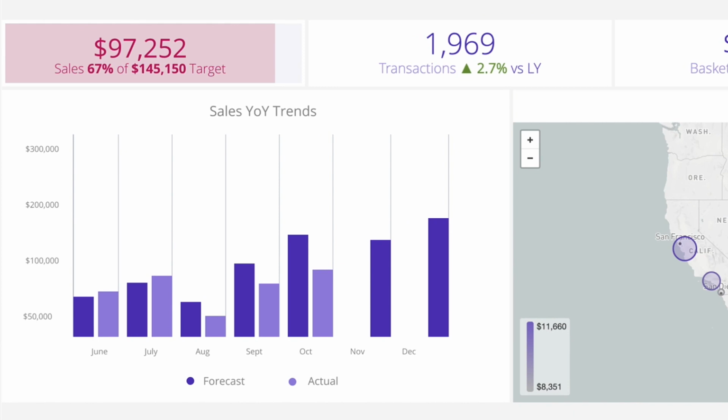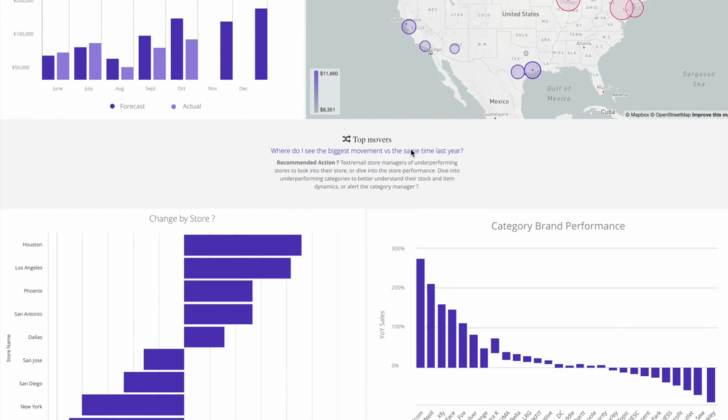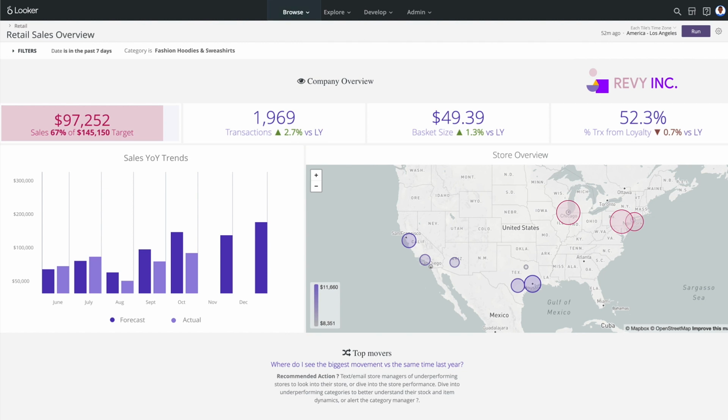Dante can see there is a substantial variance in brand performance. He also notices that there is poor performance coming from the East Coast. And as he scrolls down, he notices Chicago, New York City, and Philadelphia are performing much worse than last year. Our analytics platform allows mass customization. If Dante has filter options at the store level, he can even get in touch with a specific store manager.